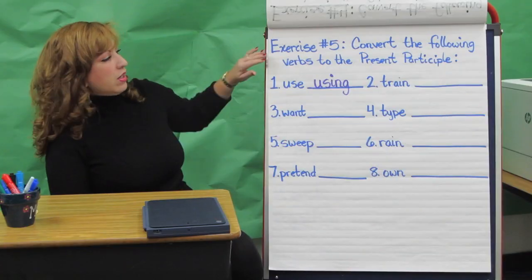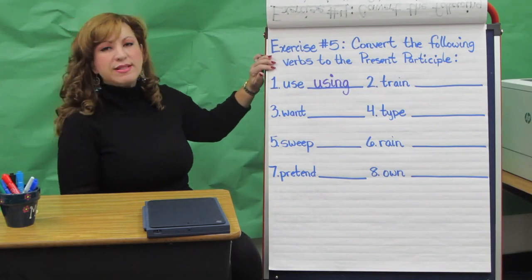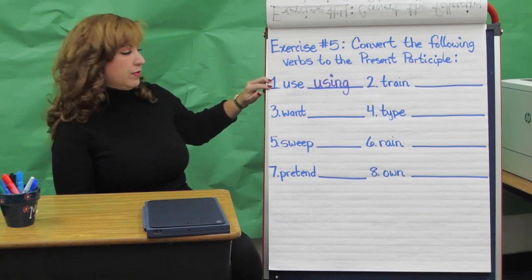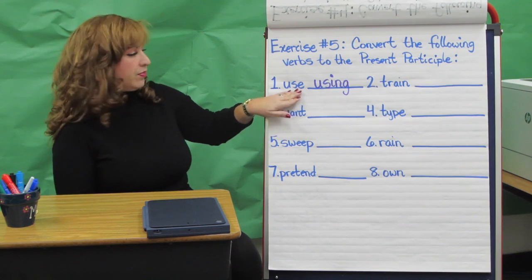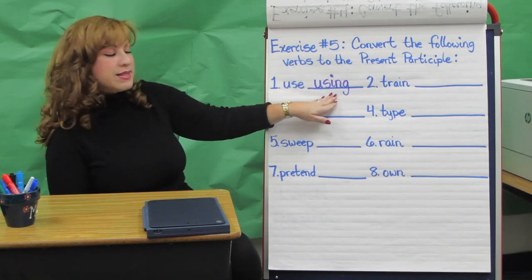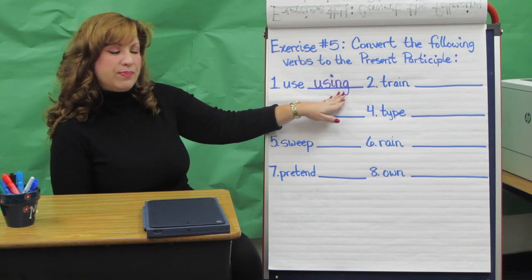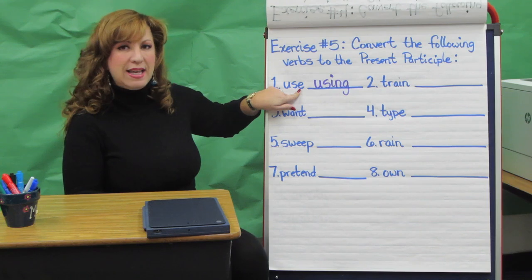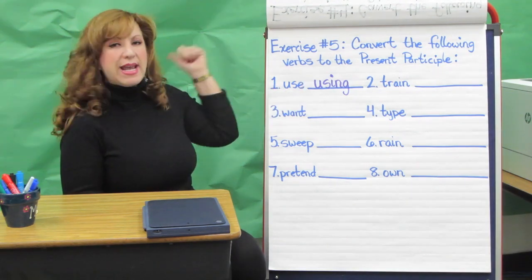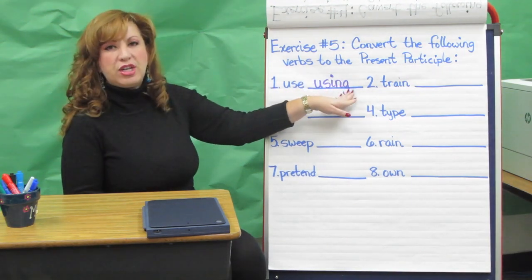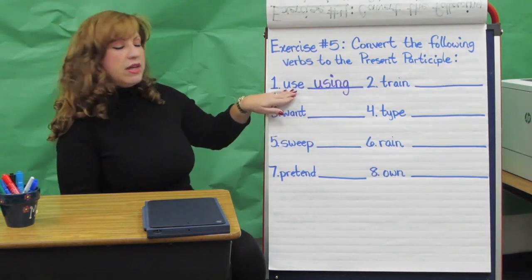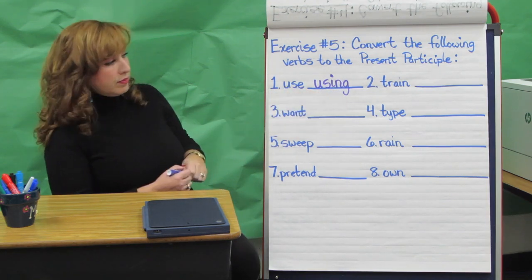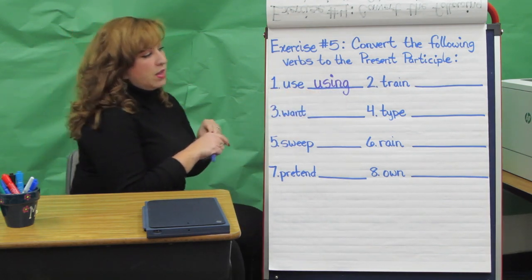In exercise 5, we're going to convert the following verbs into the present participle. So you could see number 1 has been done for you. The base word is use. And to turn it into the present participle, we need to add the ing. However, in some cases, if the base word ends in the E, we're going to drop the E, we take it out, and we add ing for using. So here the word is use. It turns into using. So let's try number 2.